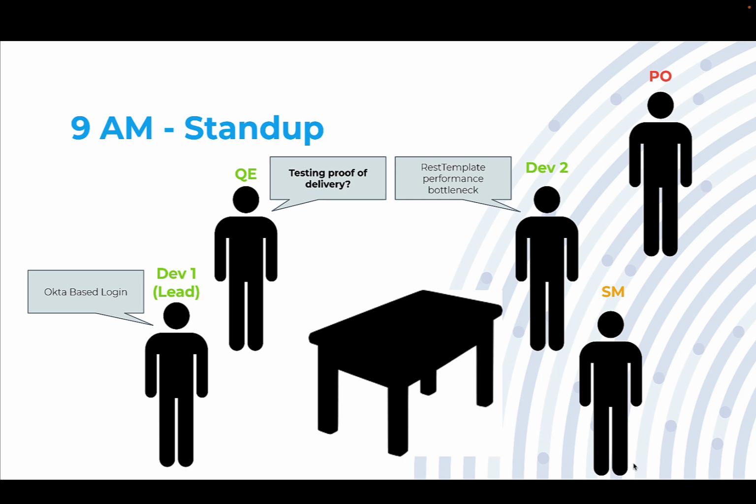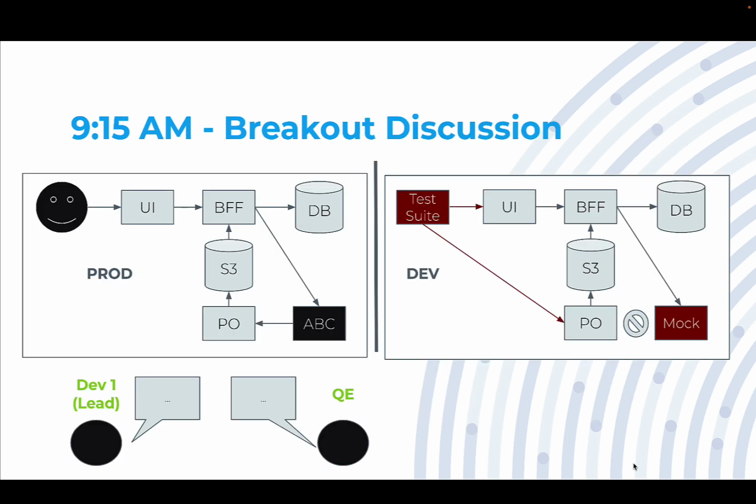Then we wrap up. Dev1 and QE already kind of went off into a side discussion that the Scrum Master probably tried to tone it down and say take it into a breakout session. But now we're done. It's now time for the breakout discussion between the lead dev and the quality engineer. And it starts with, how on earth do I test this? So the lead dev starts drawing out what the actual architecture is and the production environment versus the dev environment where the test automation's running.